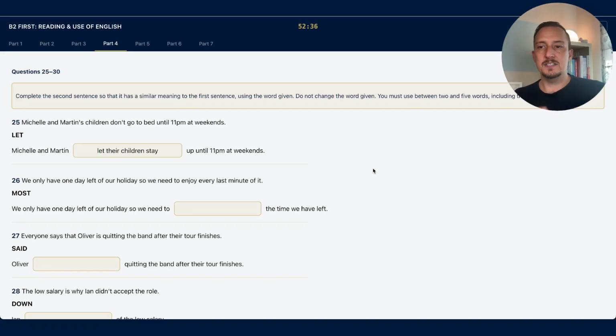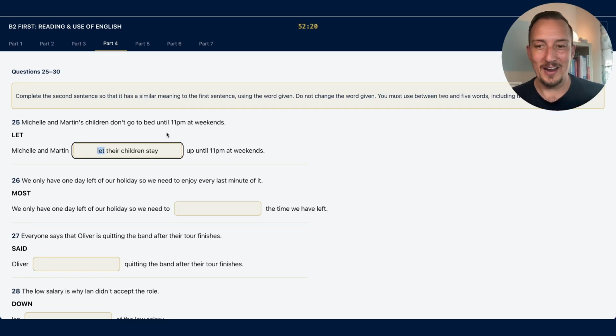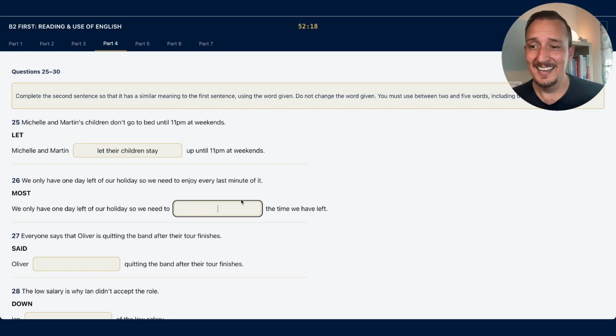So the correct answer, Michelle and Martin let their children stay up until 11 p.m. at weekends. That has a similar meaning to the first sentence. That has 4 words, so we're within the word limit, and we didn't change the form of let, so we're all good. That's the correct answer. Well done if you said that.